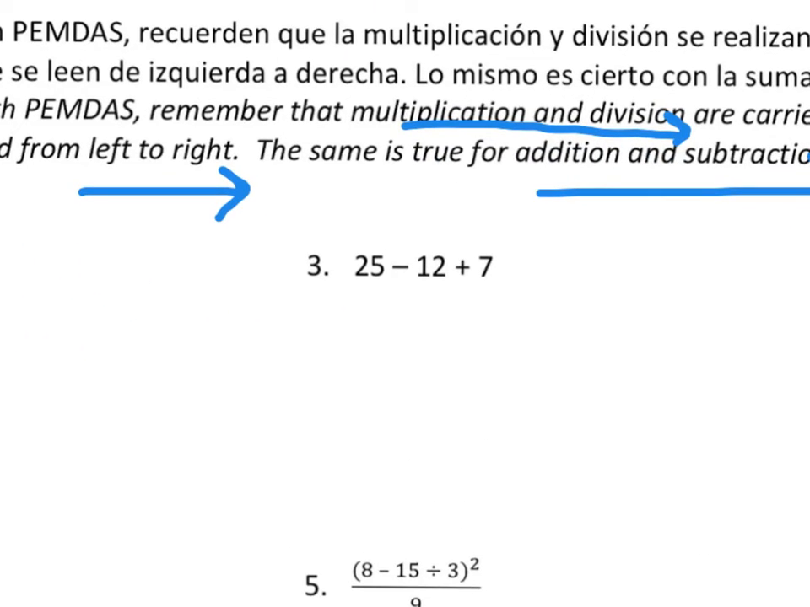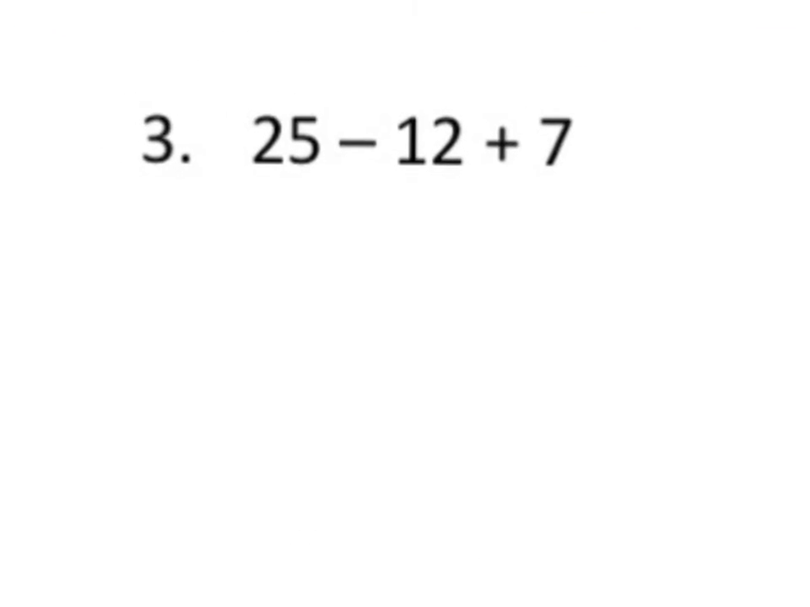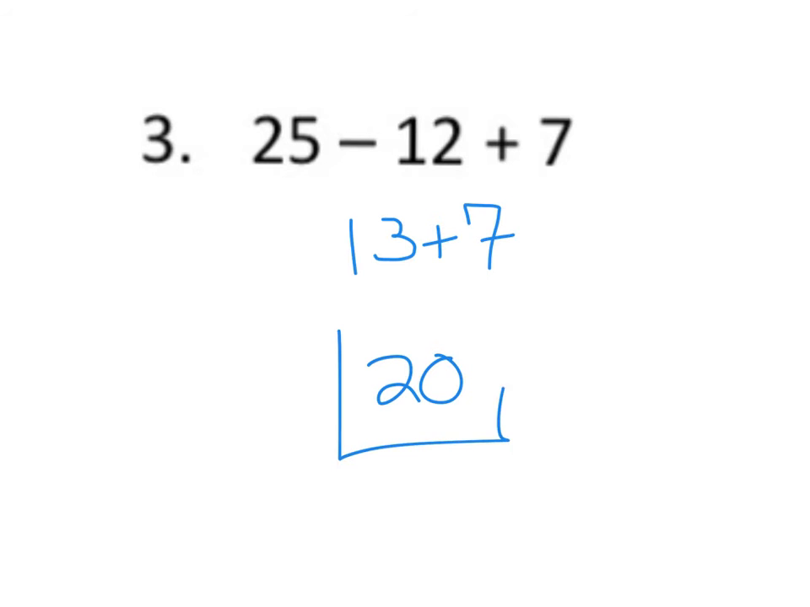Moving on to question 3. Once again, always go from left to right if it's addition and subtraction. So 25 minus 12, 13, bring down the plus 7. 13 plus 7, 20. 20 is the final answer.